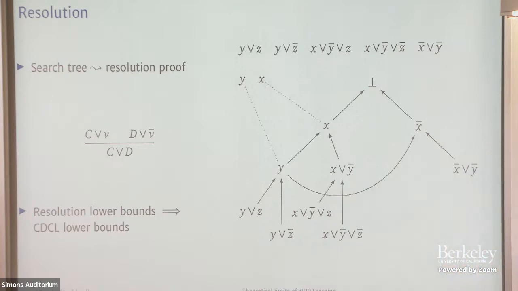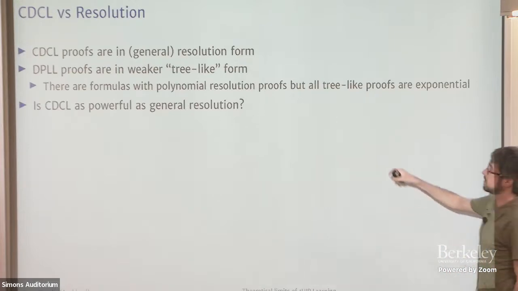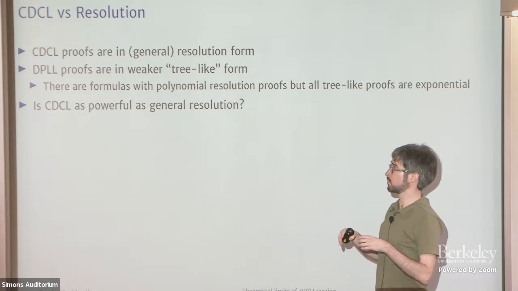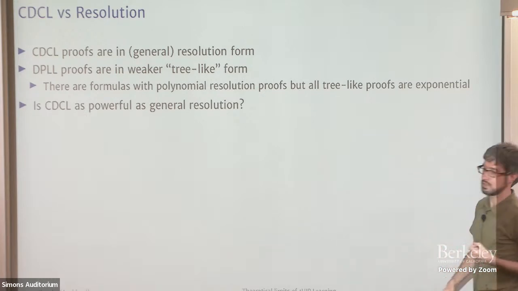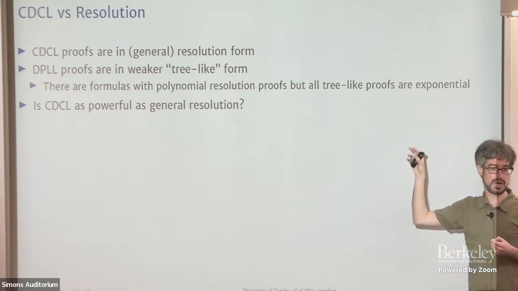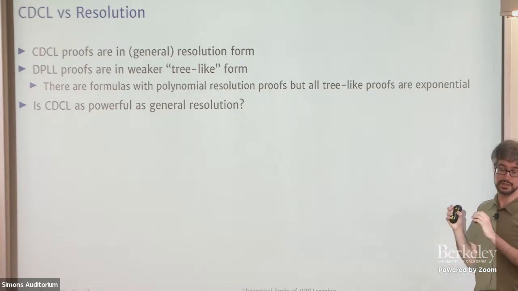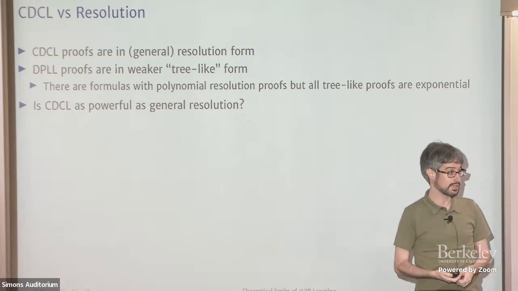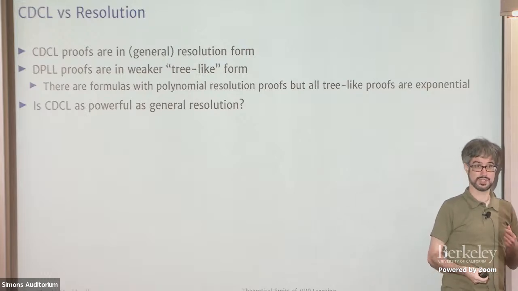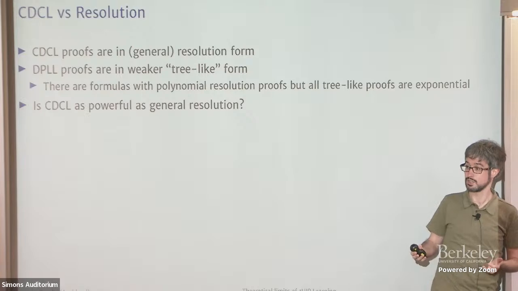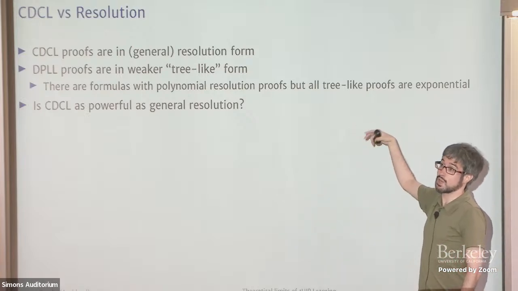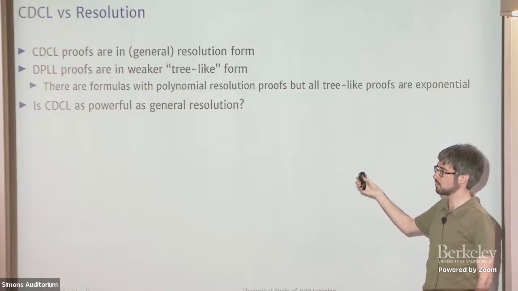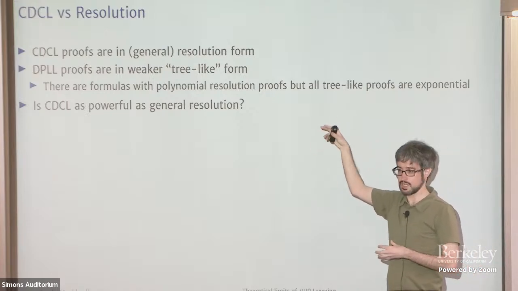So let's summarize what I said just now. We have that CDCL produces proofs that are in resolution form, and we can use that to prove lower bounds on the runtime of CDCL. I also mentioned that proofs in DPLL are not general resolution. These are proofs that look like a tree. And in fact, we know from the proof complexity literature that tree-like and general resolution proofs can be very different. So tree-like proofs can be exponentially larger than general resolution proofs. So that gives us one reason for why CDCL is better than DPLL, which is that it produces DAG-like proofs instead of just tree-like proofs.